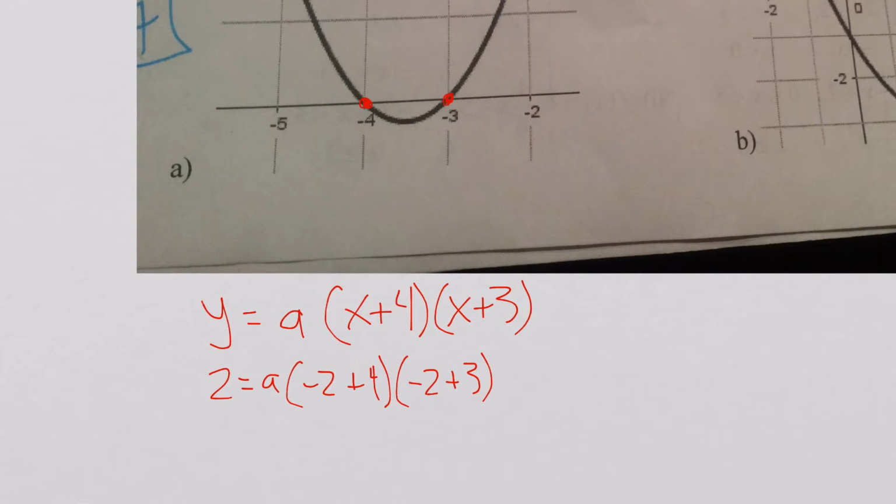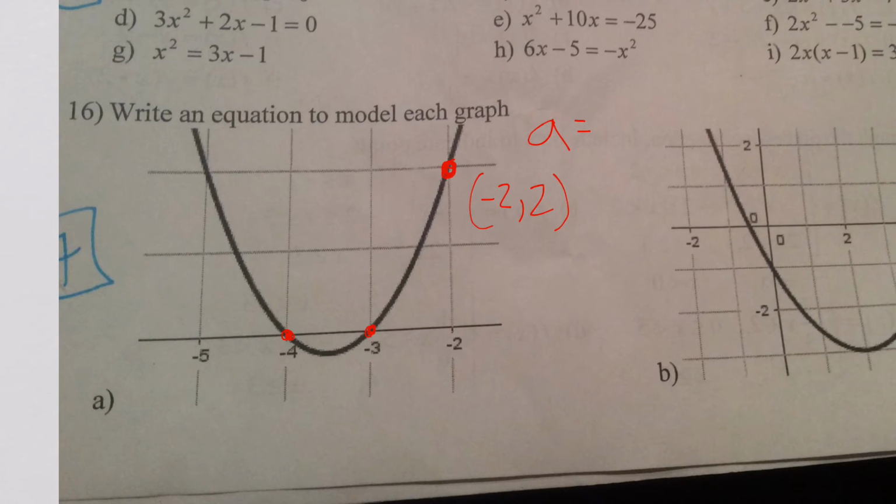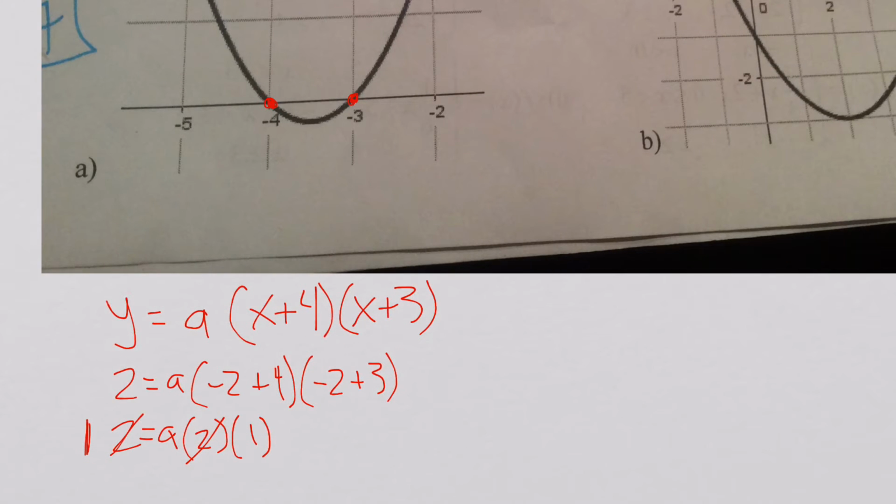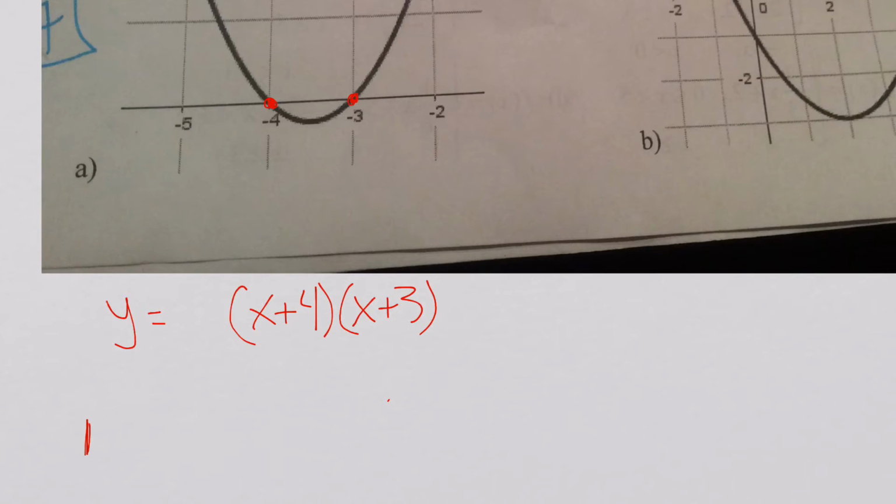So now I'll just simplify it. 2 equals a times what? -2 plus 4 is 4 minus 2 is +2, times -2 plus 3 is 3 minus 2 is 1. So look at what happens. I have a multiple of 2 on the right and on the left, so we divide by 2 on both sides to be left with just 1 equals a times 1, so a has to equal 1. So that's nice. That's going to make this easier. So my equation then is just y equals (x plus 4) times (x plus 3).